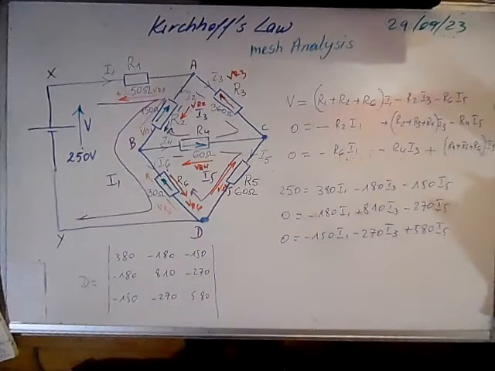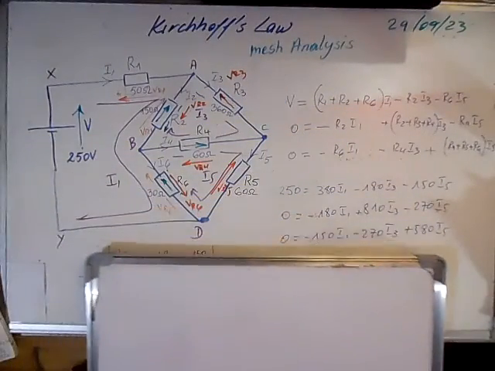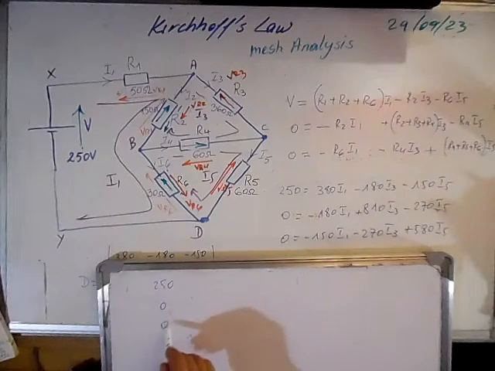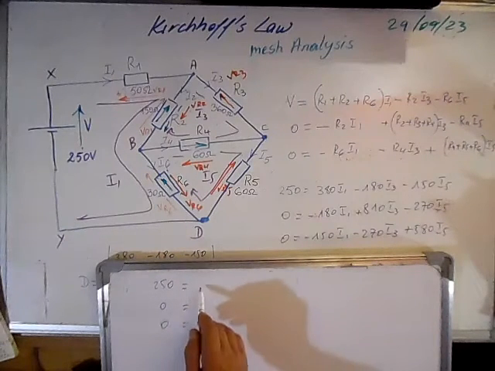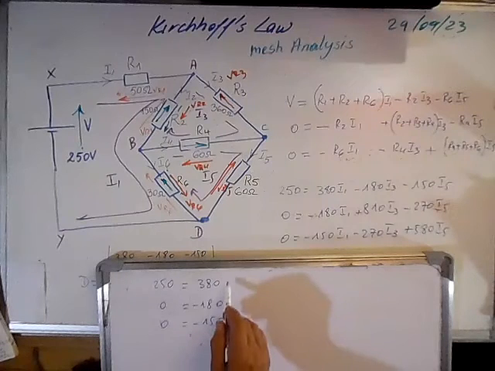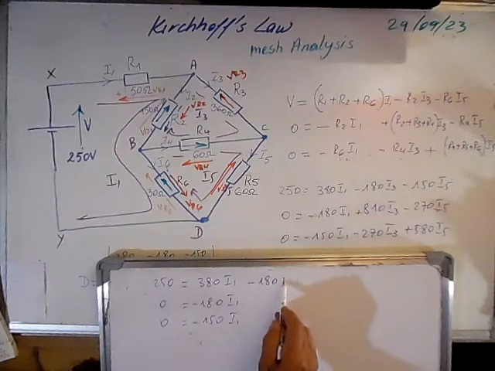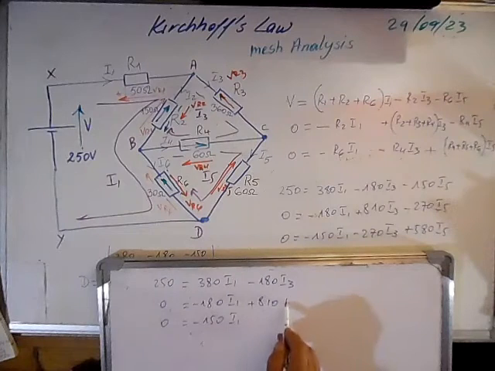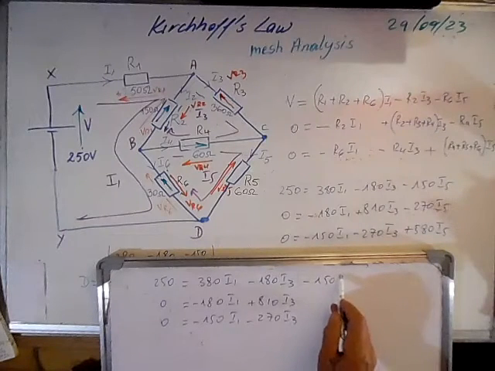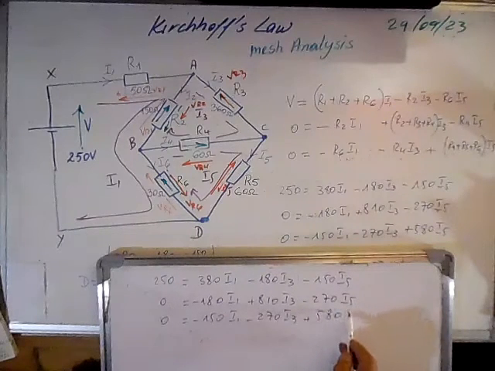Let's take this one again. I will write these equations again, 250, 0, 0, so that I remember all this. 380 minus 180, 150 I1, minus 180 I3 plus 810 I3 minus 270 I3 and minus 150 I5 minus 270 I5 plus 580 I5.